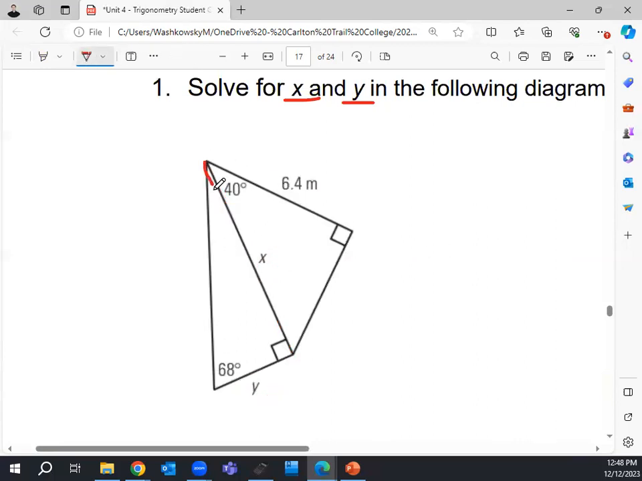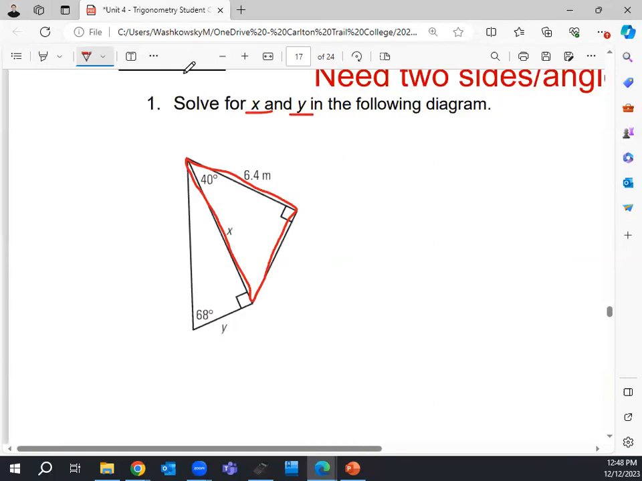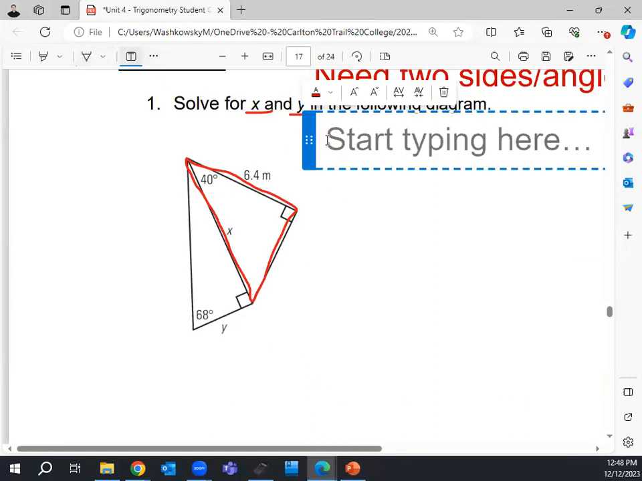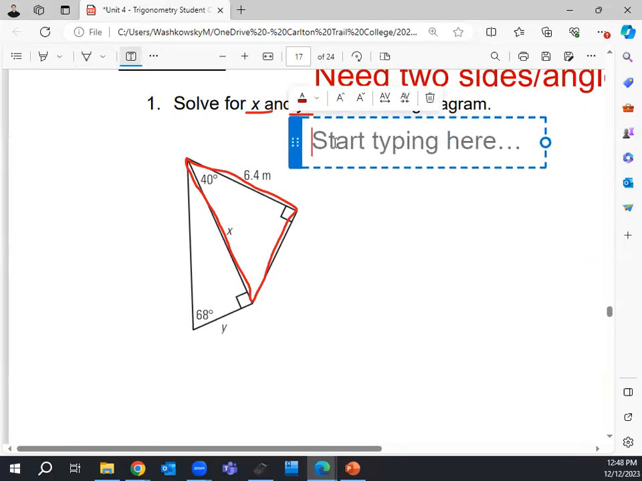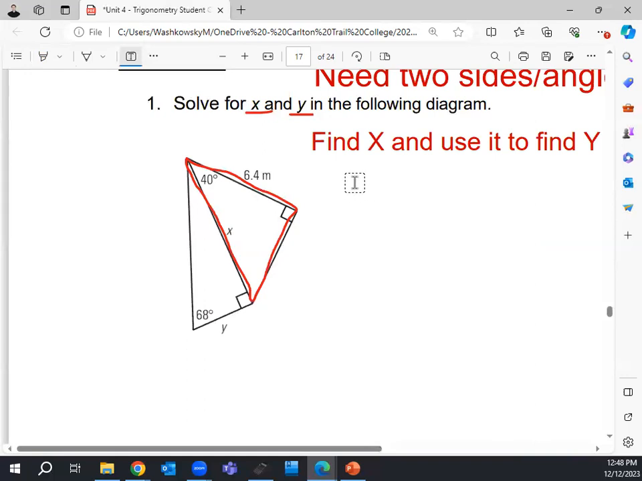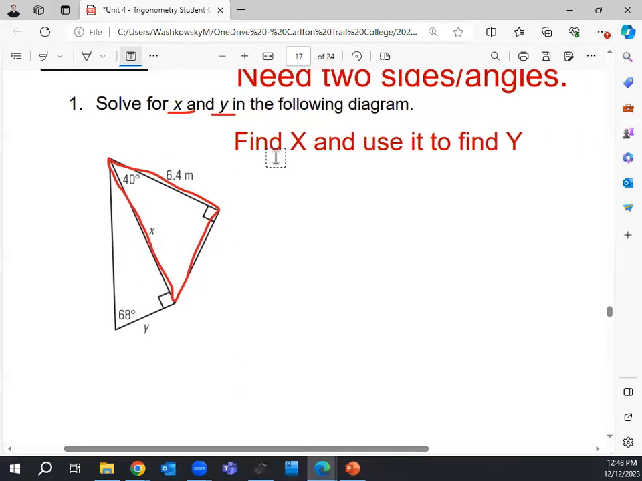And to find X, I'm going to use this triangle here, the one that I'm just highlighting in red. And as we've established, I have 2 things. So again, I'm just writing future me a note. This isn't an equation anymore, but I'm writing future me a note: it's complex problems. Find X and use it to find Y. You don't need to do this, but it's a helpful thing to do as we get to more and more complex problems. So let's find X.